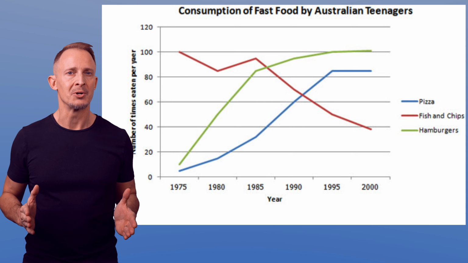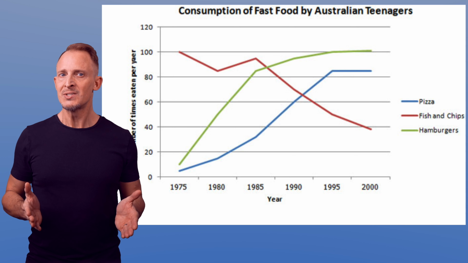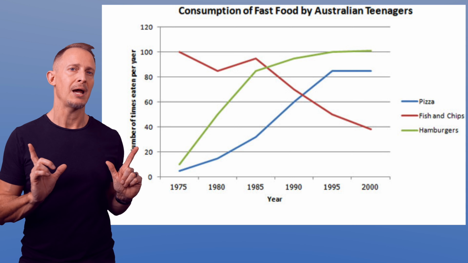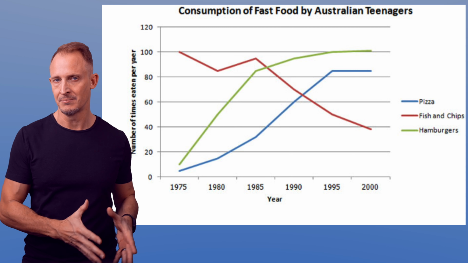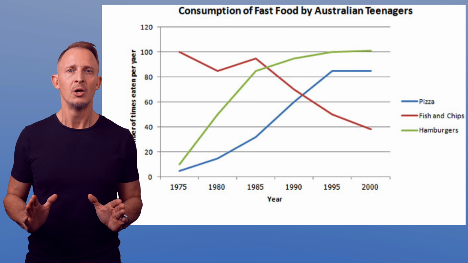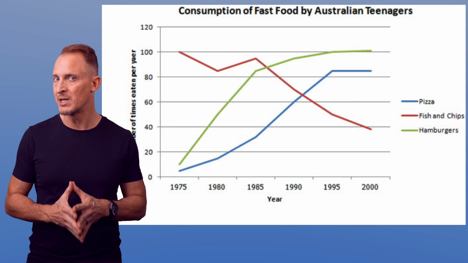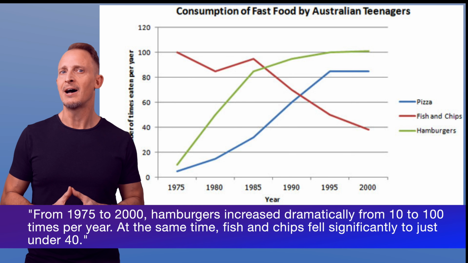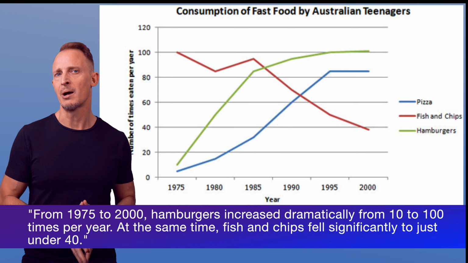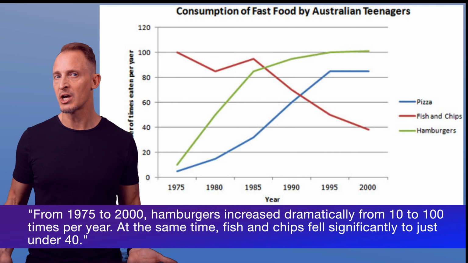For our podcast listeners, we see 3 lines on the graph, and each of them represents a fast food. Pizza is represented by a blue line, fish and chips by a red line, while hamburgers are shown by a green line. Underneath this line graph, we read the following information provided by a student who has written a description, but it's actually incorrect. Let's read this now together. From 1975 to 2000, hamburgers increased dramatically from 10 to 100 times per year. At the same time, fish and chips fell significantly to just under 40.